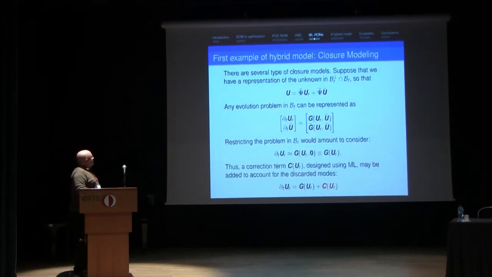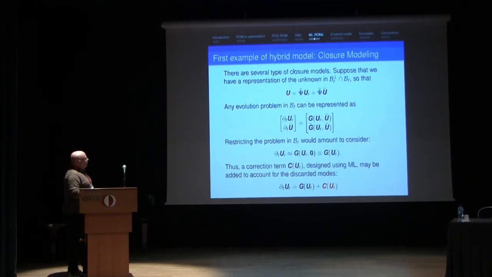Another way in which hybrid models have been developed, and I'm talking now about a first example of a hybrid model, so a model that uses both the equations and machine learning techniques, are the so-called closure models. There are many types of closure models. Some of them try to obtain the effective physical parameters, others try to obtain the effective physical forces, whatever. I will explain them in general.